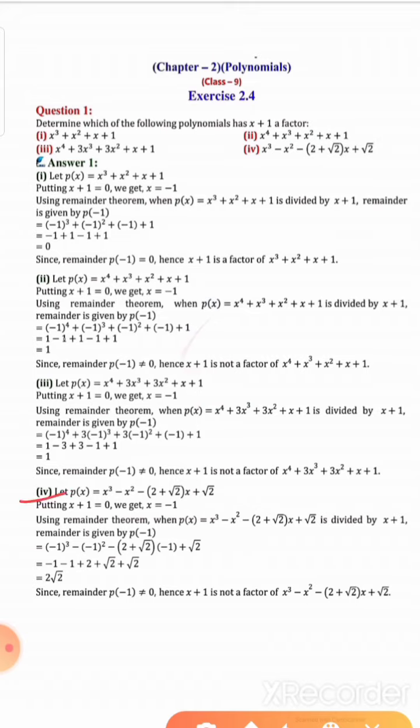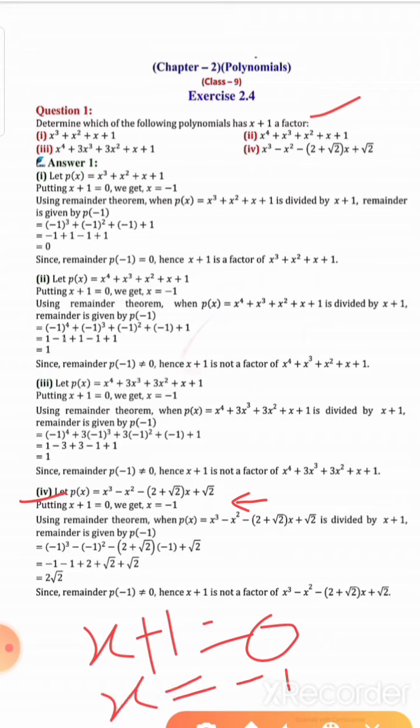We write again our polynomial p(x) given in the question. p(x) = x³ − x² − (2 + √2)x + √2. We have to find whether x + 1 is a factor of this polynomial. For that we find the root of the linear equation: we equate x + 1 to 0 and we get the value x = −1.